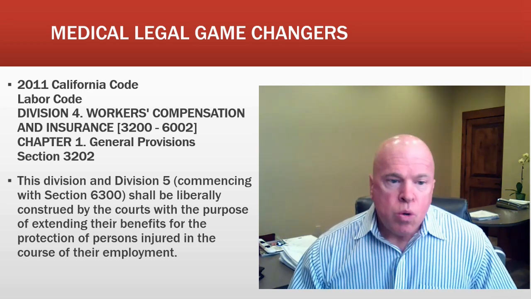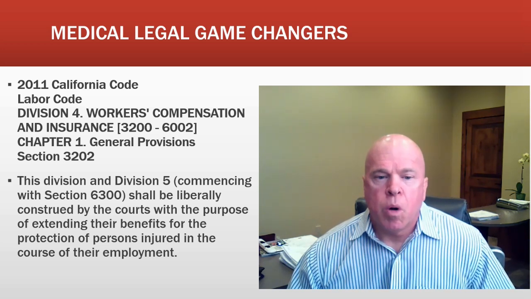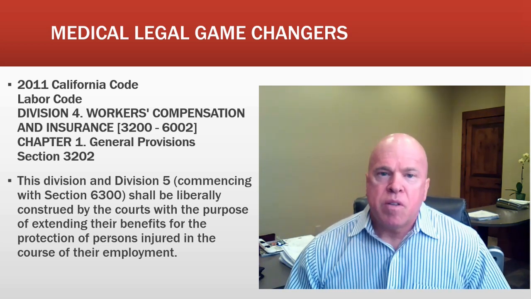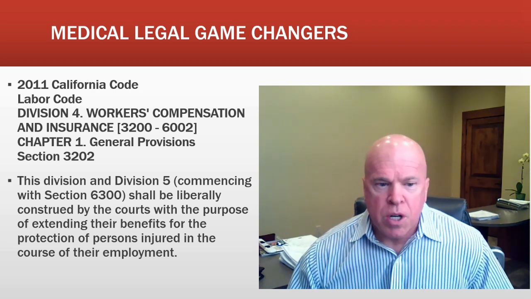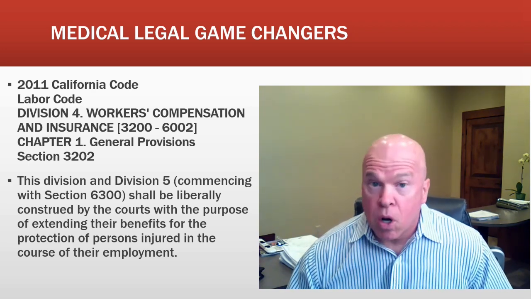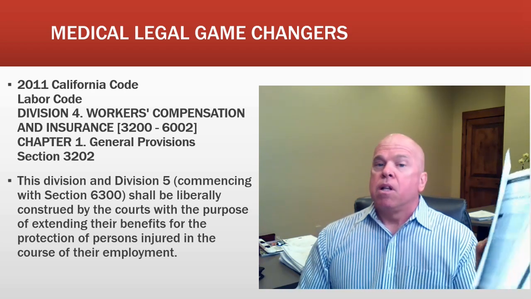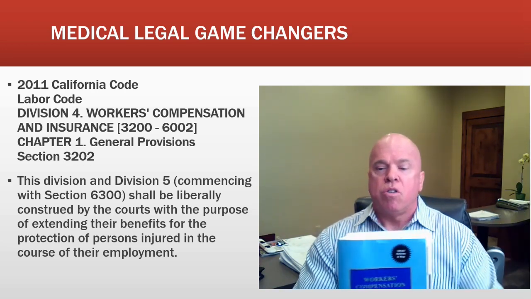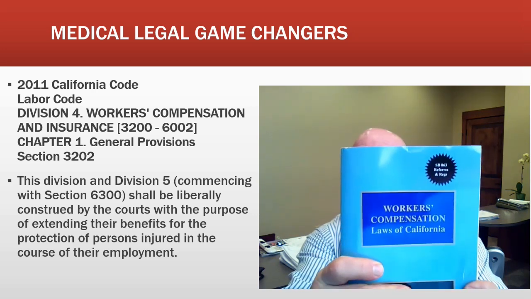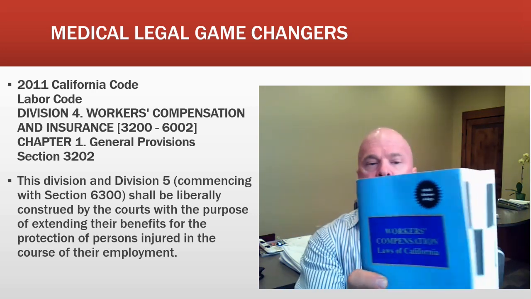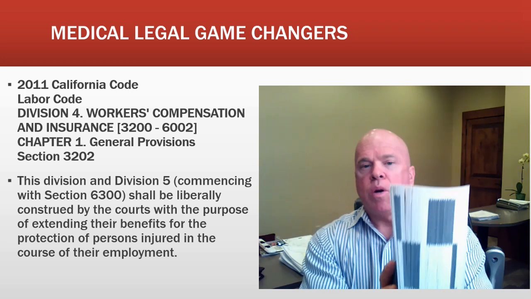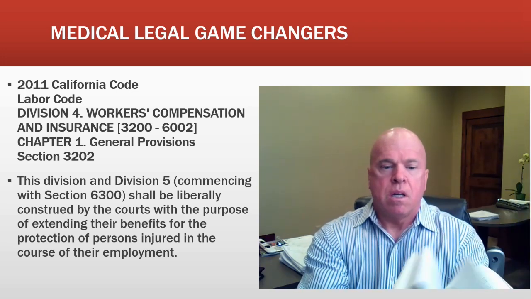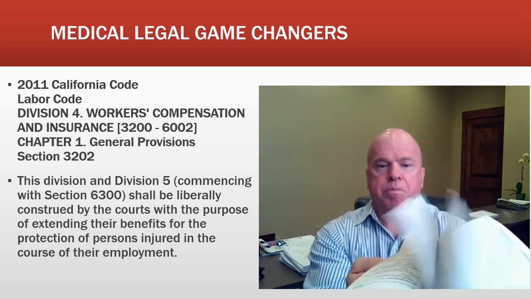California Labor Code, Division 4 of the Workers' Compensation Laws. So we're going to go to Chapter 1, and specifically, we're going to go to Section 3202. So this is Labor Code 3202. Labor Code 3202 is contained within this book. This is a book entitled The Workers' Compensation Laws of California. And I just want to know, can you see the size of that book? Can you see this book?